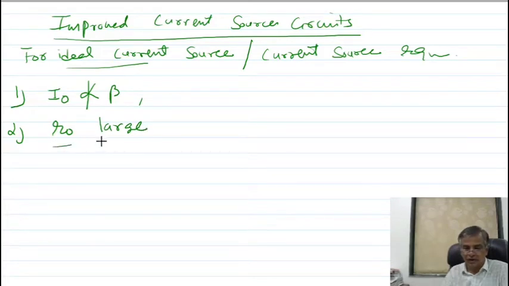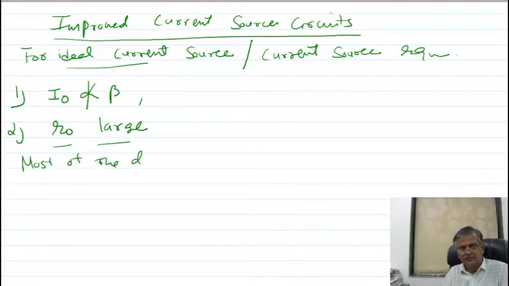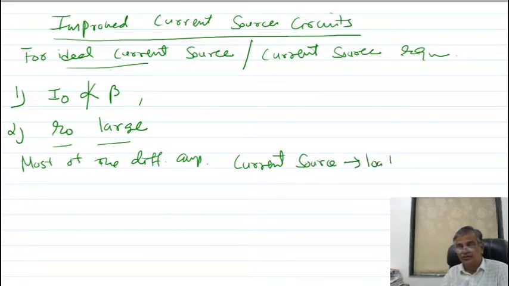Now your question, sir, is why this should be large? In most differential amplifiers, the current source is taken as a load. It is visible that they are using the current source as one kind of load across which the output voltage is developed. So to get the gain in voltage, the resistance of the load should be large.